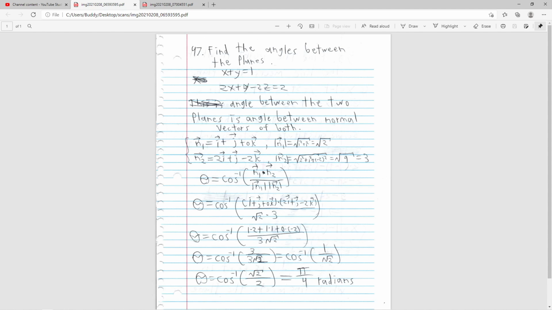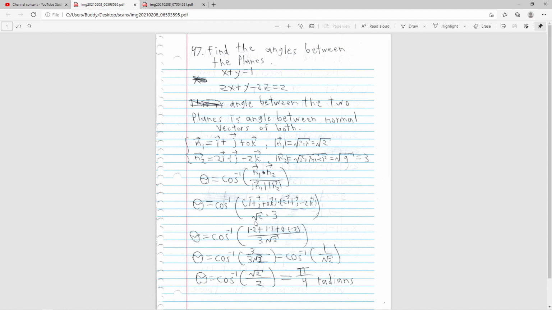So n1 is i plus j plus 0k, because it's x plus y equals 1. You don't even have the z term there. Then n2 is 2i plus j minus 2k from 2x plus y minus 2z. And the magnitudes are given right here. The magnitude of n1 is the square root of 1 squared plus 1 squared, which is the square root of 2, and for n2 it's the square root of 9, which equals 3 in the end.